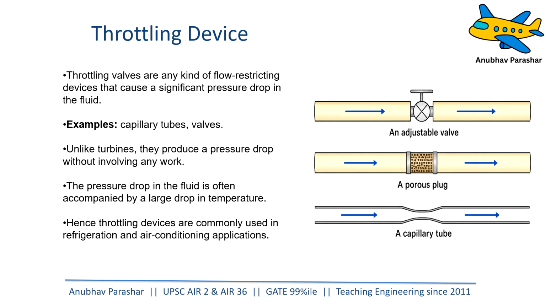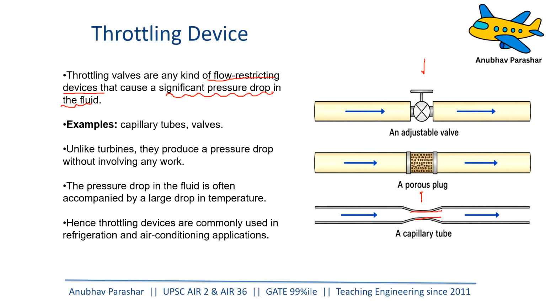Now, throttling, as I said, is a kind of process where a flow restricting device is used. So we use a flow restricting device. It could be a valve, it could be a porous plug, or it could be a very long capillary tube, which causes a significant pressure drop in the fluid.